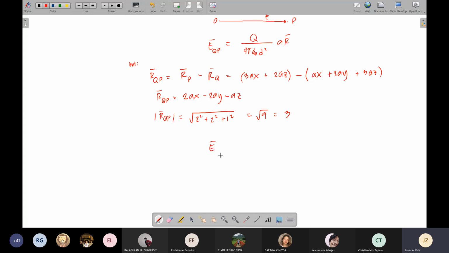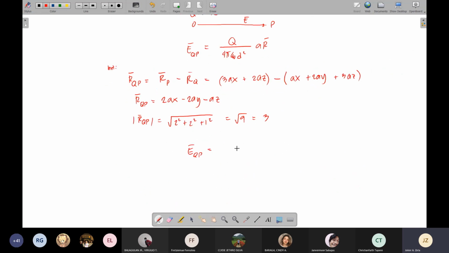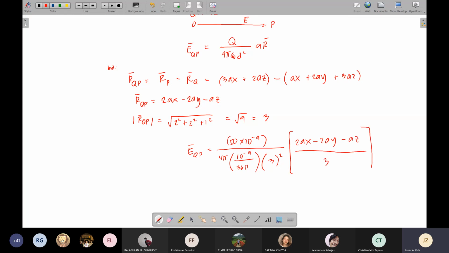Substitute. Therefore, electric field intensity from the charge going to the point will be, ang charge given is 50 nano, or that is 50 times 10 to the negative 9, divided by 4 pi times 10 to the negative 9 over 36 pi, times the distance, you have 3 squared. With the unit vector, starting first with the vector 2ax minus 2ay minus az divided by the magnitude, which is 3.